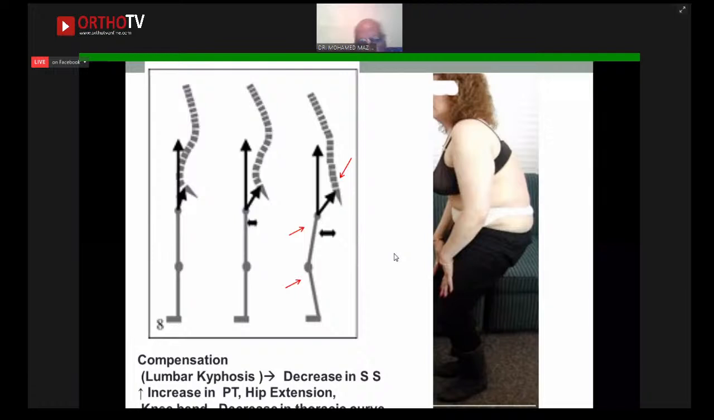The compensatory mechanism of this lumbar degenerative scoliotic curve is the affection of the lower spine with loss of lordosis. The knee will be flexed, the hip will be extended, and the kyphosis of the dorsal spine will be decreased.